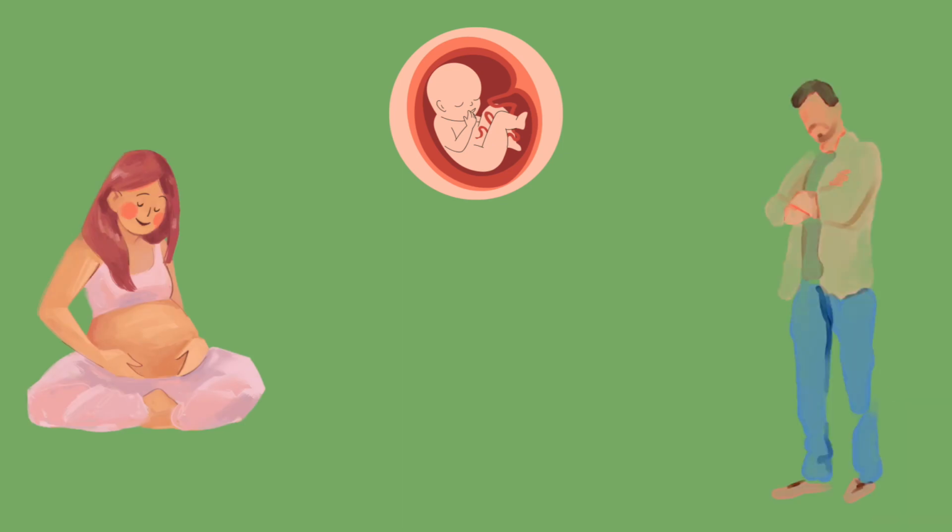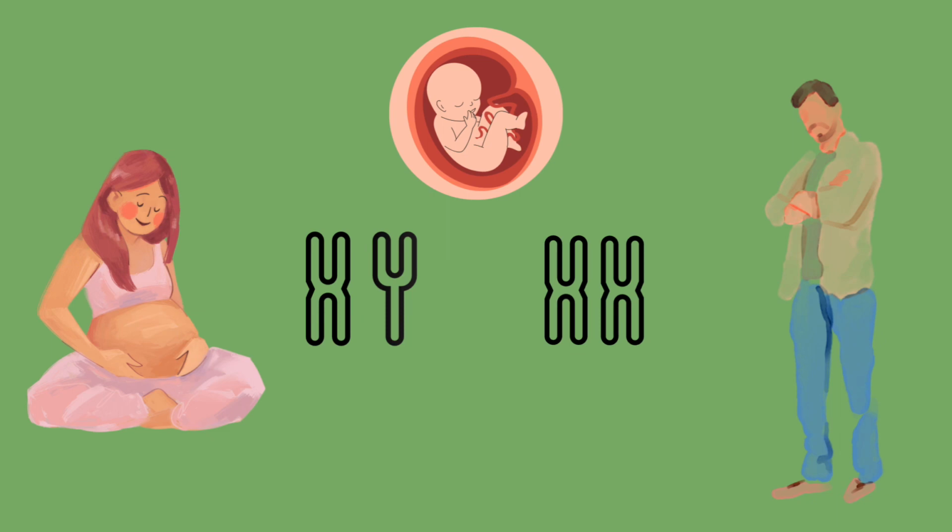For example, the sex chromosome, which determines the biological sex of an individual, can either be XY or XX. Depending on what genes are on those chromosomes, it can affect the outcome of your sex. That being whether you are biologically male or female.